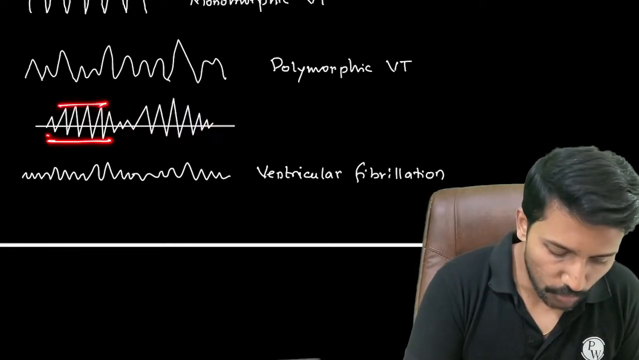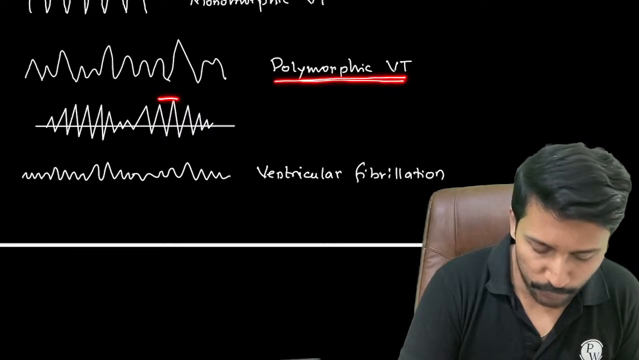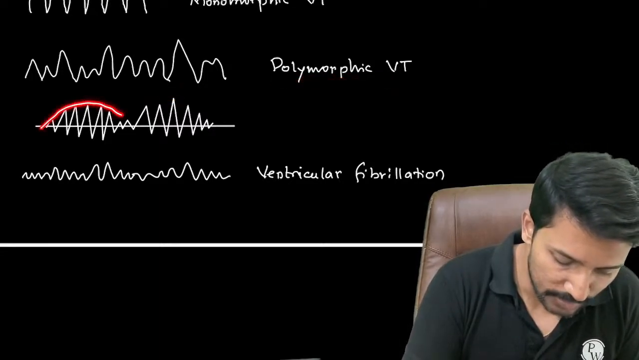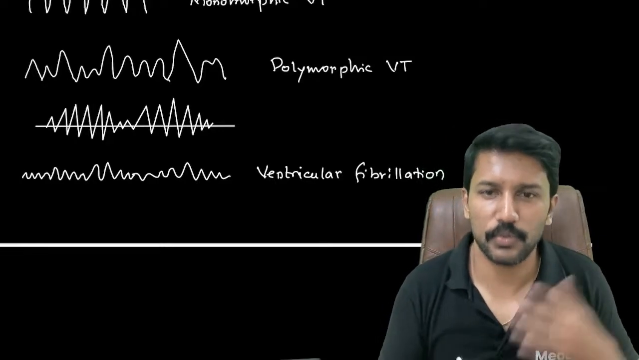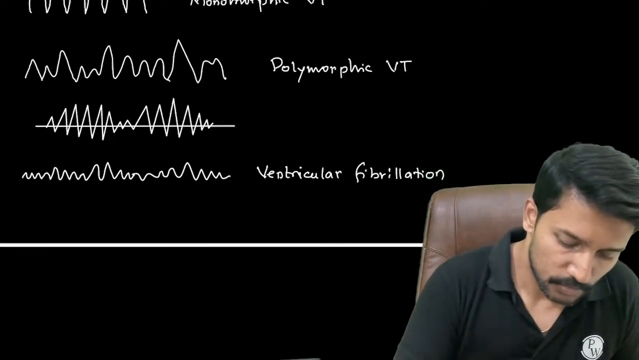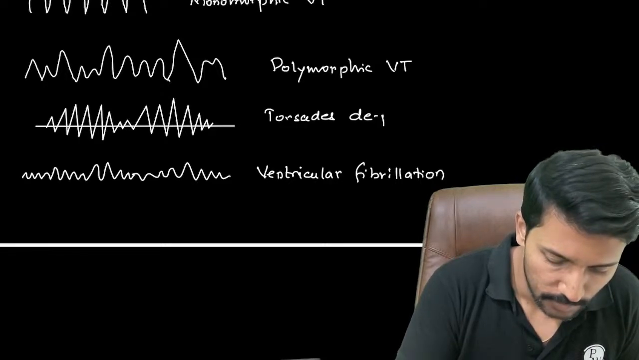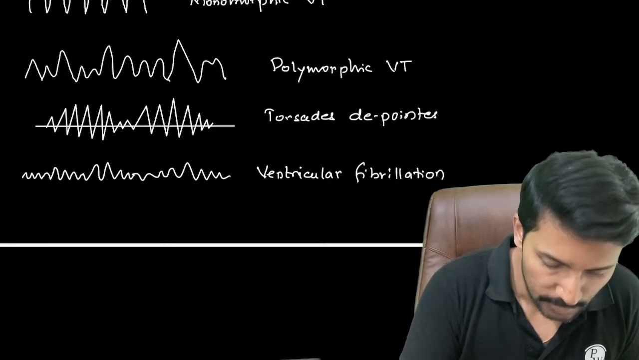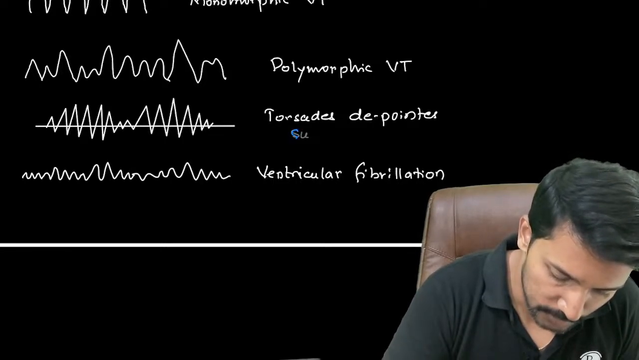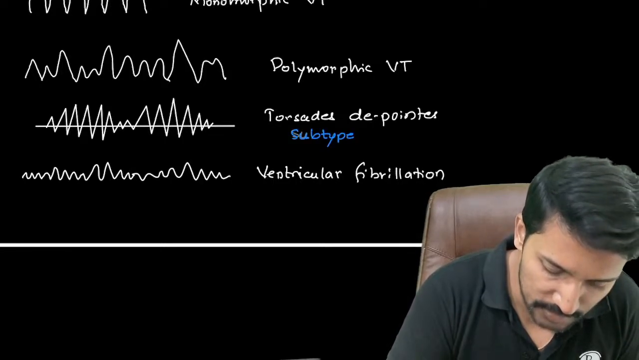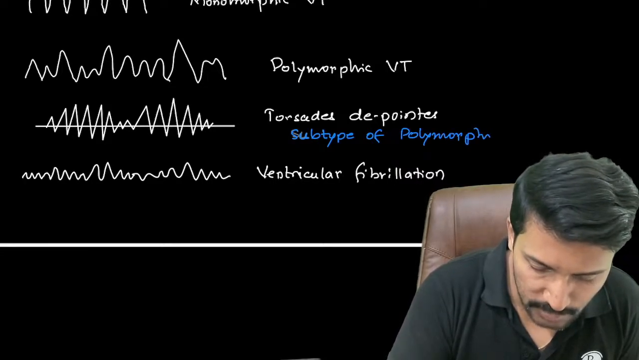QRS in a given lead, they are not looking the same. Amplitude is kind of normal. So we are going to call it polymorphic VT. But when I look closely, it looks like a wave, that image that we used to draw during our +1, +2 in physics, right? So this is what we call Torsades de Pointes. Torsades de Pointes, as we know, is a subtype of polymorphic VT. Means it is also a polymorphic VT only, but it's a specific subtype.